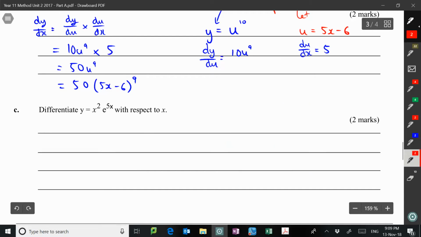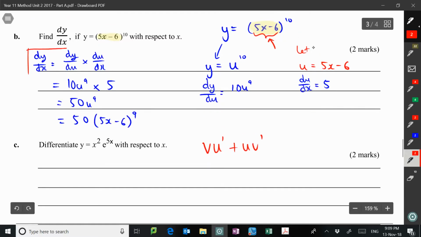Which one's the product rule? This one: vu dash plus uv dash. It can't get any easier than that. Victoria University first is all I ever said. This is chain rule. This is product rule.